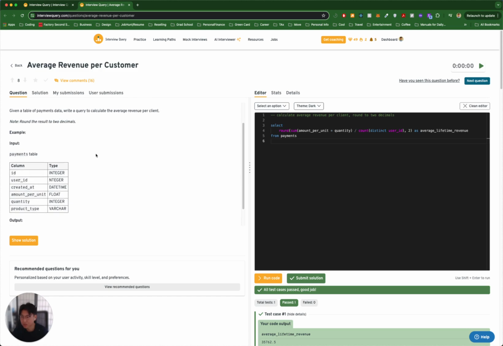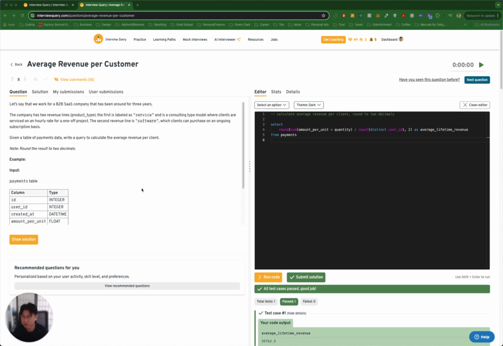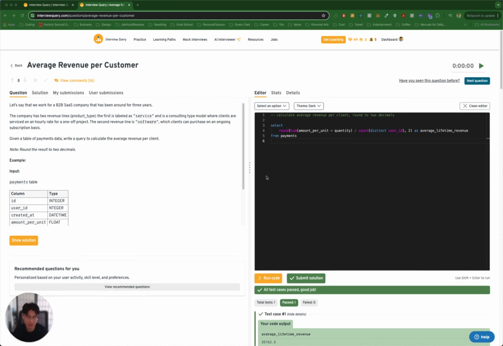Okay, so we'll take a look at the input. We only have one table called payments. And then the output that they're looking for is average lifetime revenue. So here's the confusing part of this question. I think the wording is a little confusing because they give us this entire blurb about how they have two revenue lines, service and software. But from what I understand, it doesn't really matter.